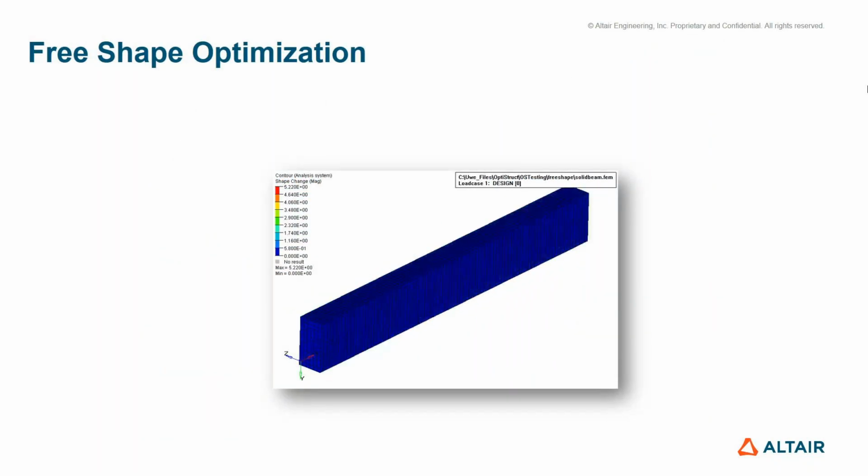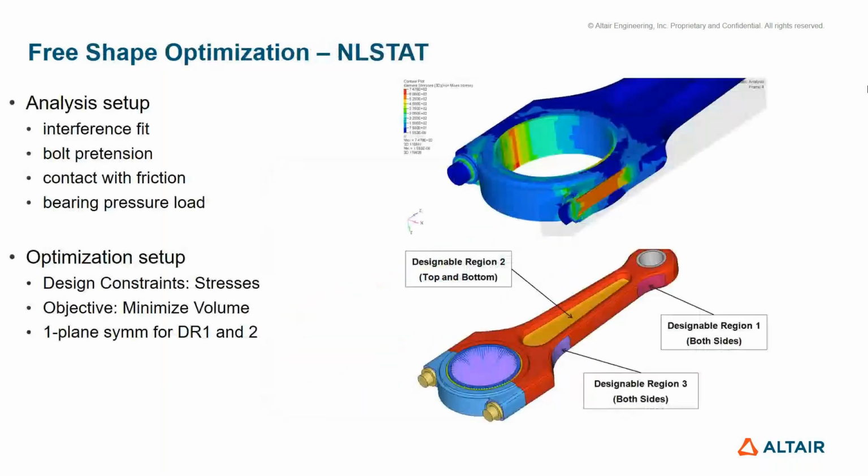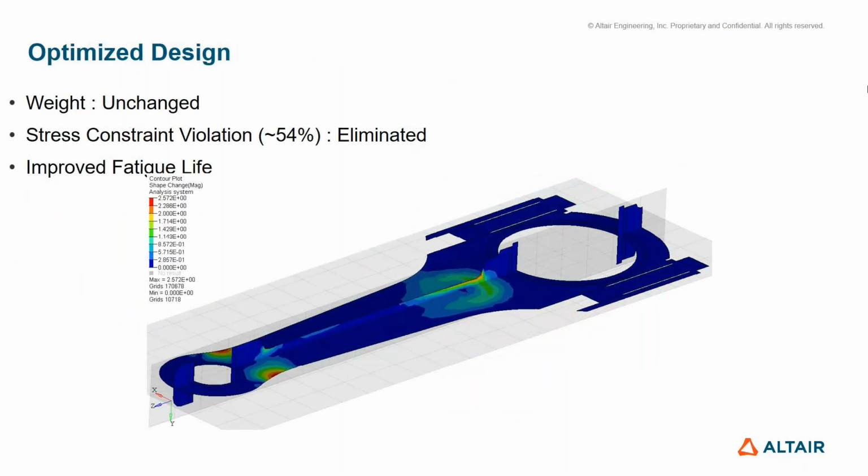Free shape optimization works based on node perturbation. This is an example of a connecting rod. It has an analysis setup with interference fit, bolt pretension, contact with friction, and bearing pressure load. Here the design constraint is stress, and the objective is to minimize the volume. We have defined one plane symmetry. Now you can see the weight is unchanged, and the stress violation is eliminated by 54%, and the life has been improved drastically.